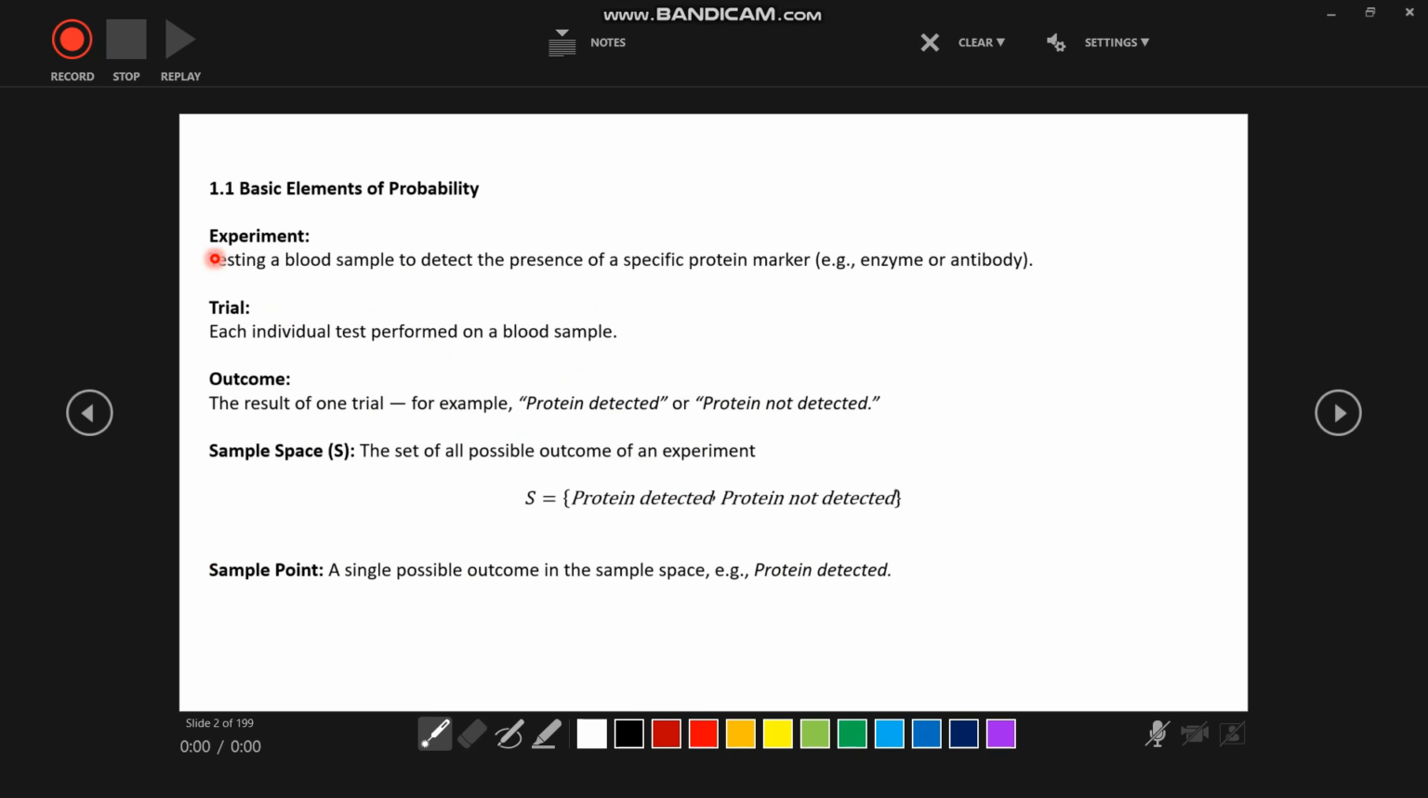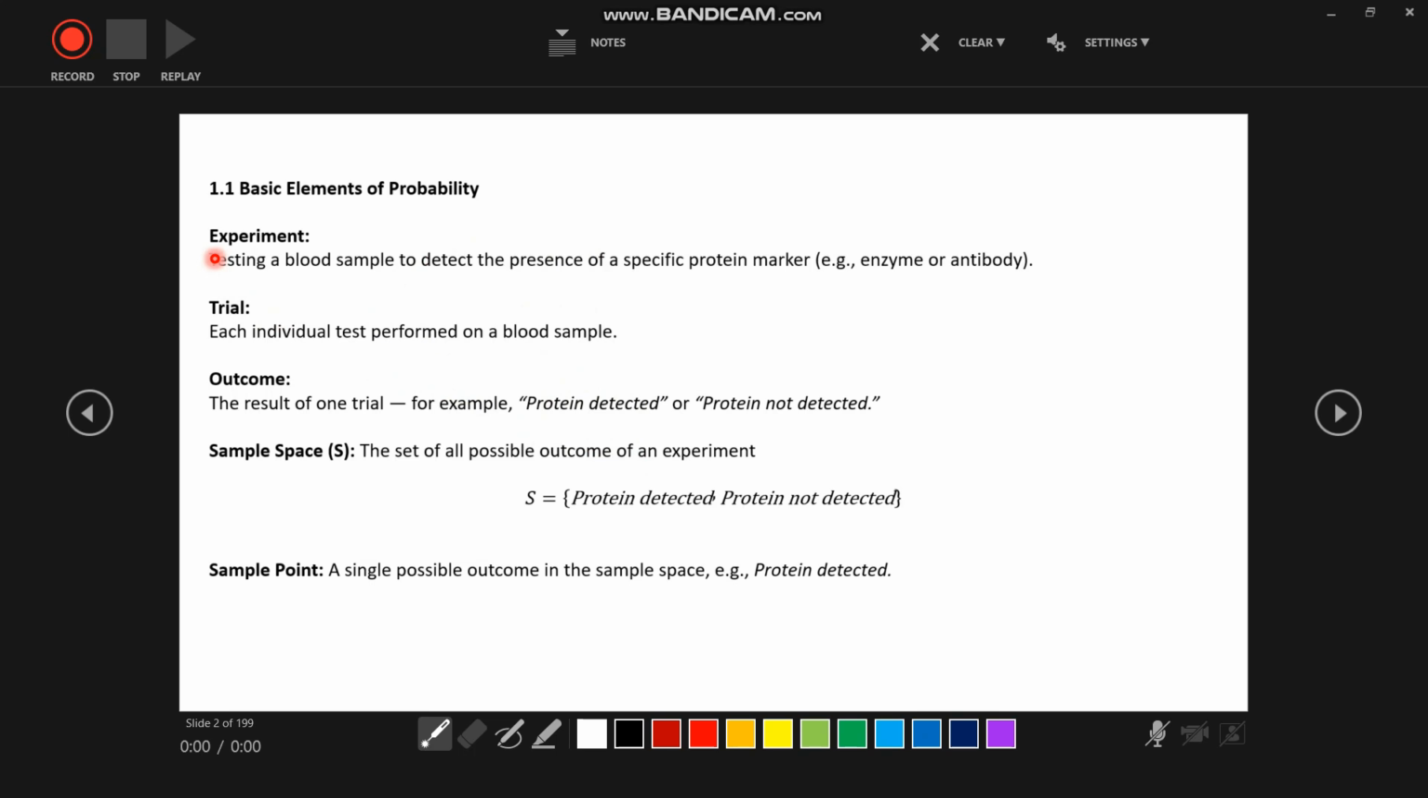Take for example, testing a blood sample to detect the presence of a specific protein marker. This is an example of an experiment. We want to test if there is the presence of protein in a blood sample.